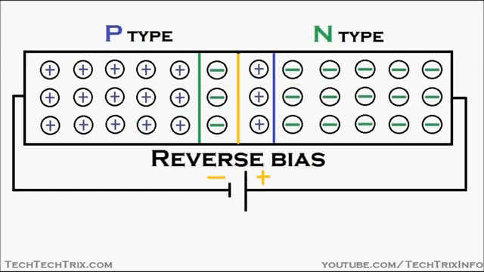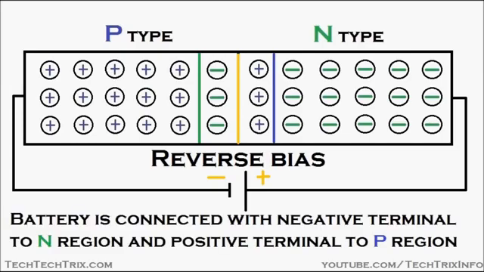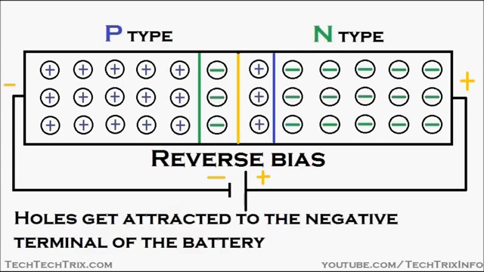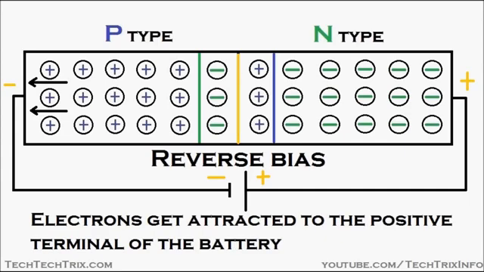Now let's see reverse bias. For reverse bias to be achieved in a PN junction semiconductor, the negative terminal of the battery will be connected towards the P-type semiconductor, and the positive terminal of the battery will be connected towards the N-type semiconductor. So holes get attracted to the negative terminal of the battery. You can see the animation over there, and the electrons get attracted towards the positive terminal of the battery, as per the animation over there.